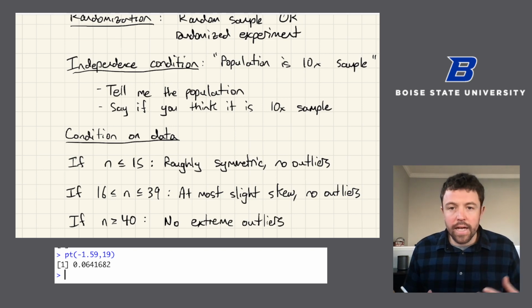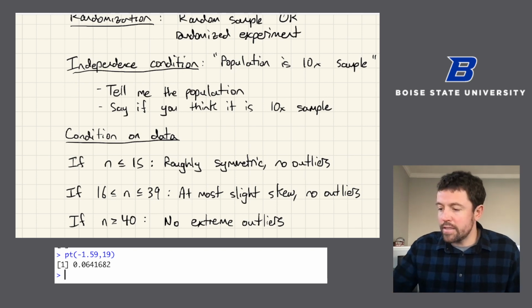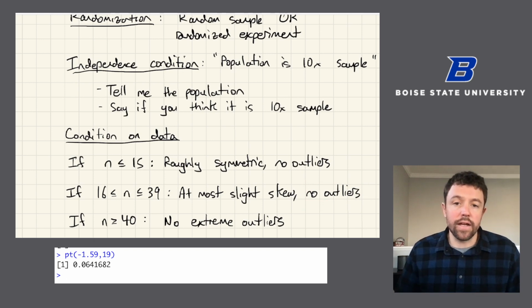And again, when you're checking this, it's conceivable that we'll have a medium sample size, for instance, and there will be an outlier, right? In which case you would say, hey, this condition's not satisfied. There's an outlier.